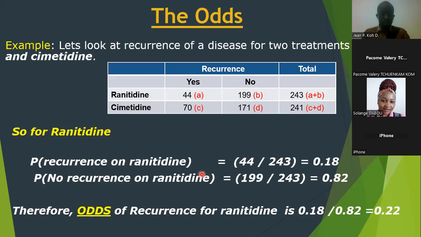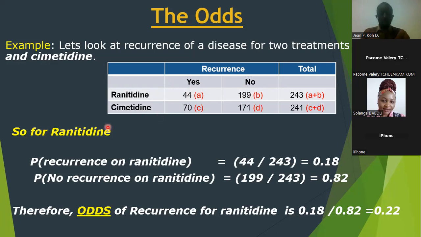And we can take an example to really see what it means. Let's say you have a disease, and people are administered two treatments, ranitidine and cimetidine, and we want to check the occurrence of the disease with respect to these two drugs. So we look at this table, the contingency table. You have a binary variable, yes, no, and then ranitidine, cimetidine. So you had 44 people with reoccurrence of the disease when they were treated with ranitidine, and 199 with no recurrence of the disease. You have the sum, and similar with the cimetidine.